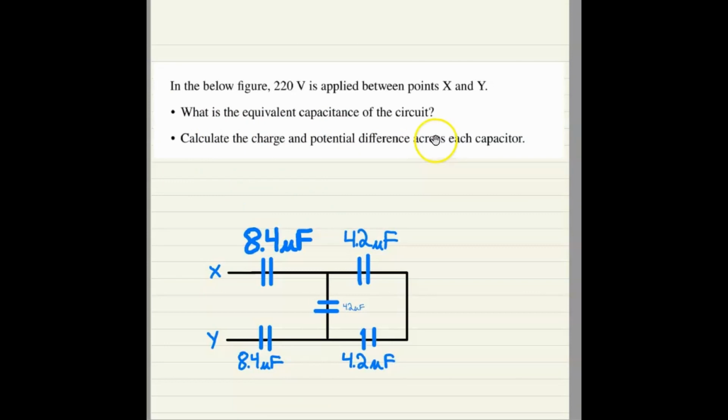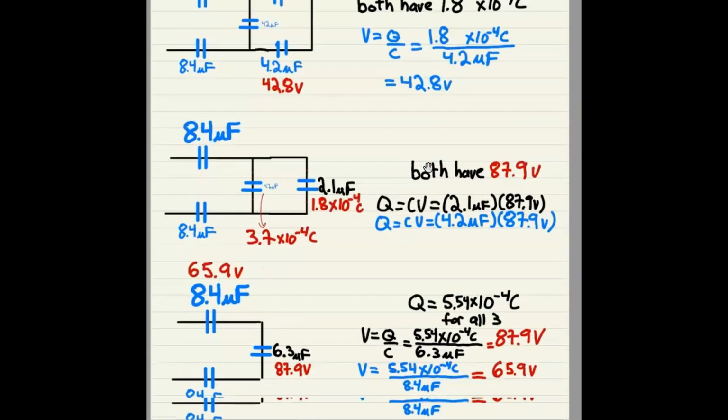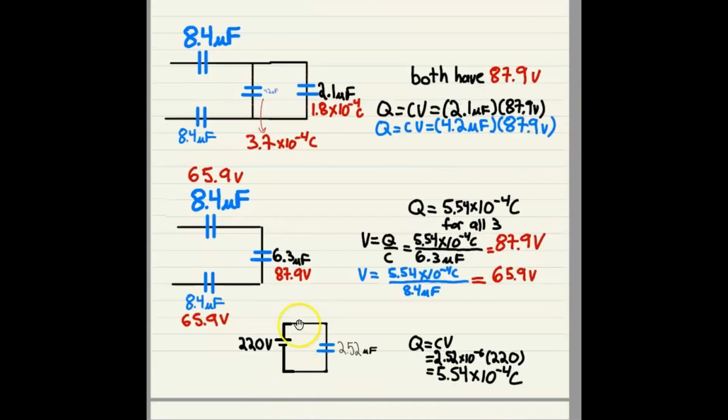What is the equivalent capacitance of the circuit? That's it. Calculate the charge and potential difference across each capacitor. So now what you do is you start at the bottom and then you work your way back up. I have to say it's pretty tedious. It's awful. These problems are not exactly fun, but they're important.